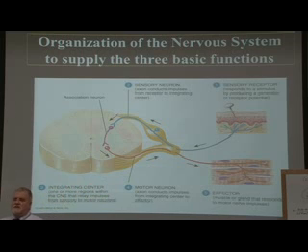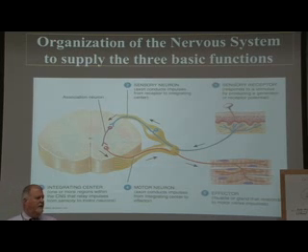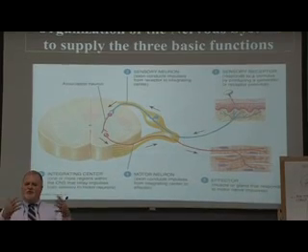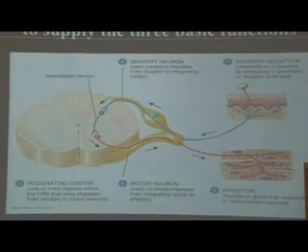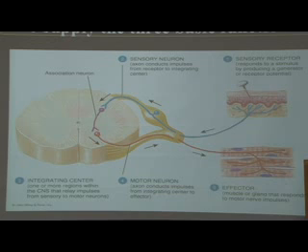Now, the way it works is that all sensory information that enters the spinal cord all enters on the posterior or dorsal aspect of the spinal cord. So no matter what level of the spinal cord you were looking at, the sensory neurons always enter posterior. And then reflexes can be very simple or very complex.